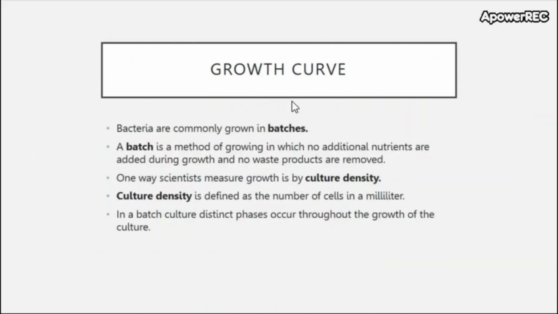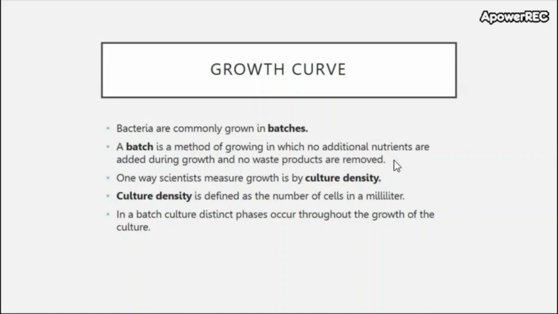So bacteria are commonly grown in batches. A batch is just a method of growing in which no additional nutrients or compounds are added to the growth medium, and no waste products produced by the bacterium are removed in the process. So it's kind of like a whole start to finish. No microbes in the beginning. You inoculate with your microbes. They grow up, and then eventually nutrients decrease and waste products build up, and the culture slows and then eventually dies.